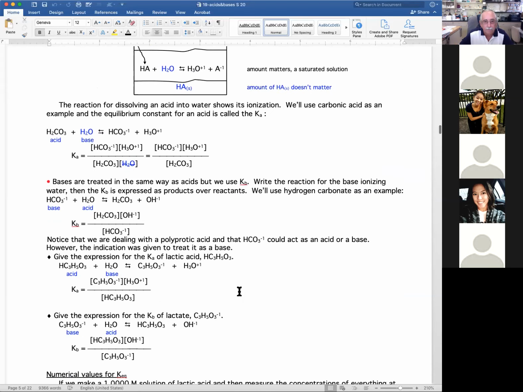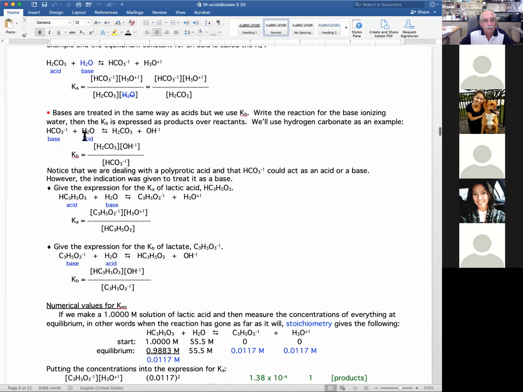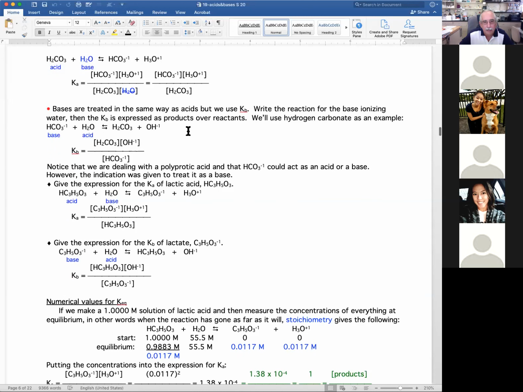And bases are treated the same way. So here's the base, here's the acid. Now notice that this right here could either act as an acid or a base. But in the situation I'm explaining to you, treat it like it's a base. Okay. So what do bases do? They accept hydrogens from the acid. So nevertheless, here's our products, right? And our reactants, and I left out water. And I put Kb here because B stands for base.